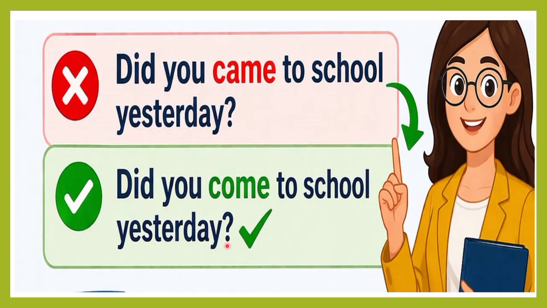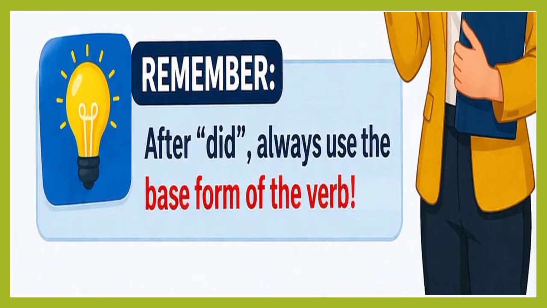Simple rule. Did plus subject plus base verb. That is verb 1. Tense mistakes can make the whole sentence incorrect. Clarity is very important in teaching. So remember, after did always use the base form of the verb.